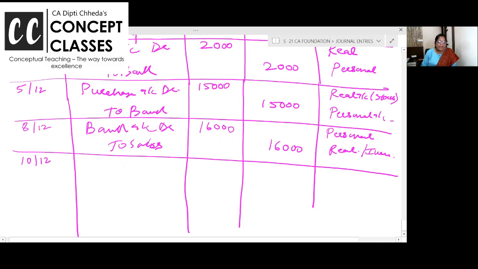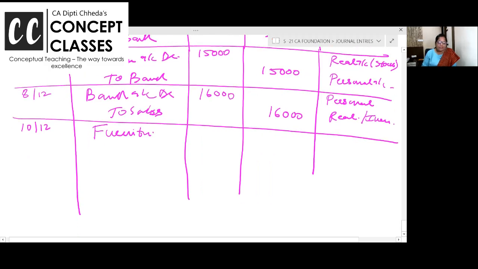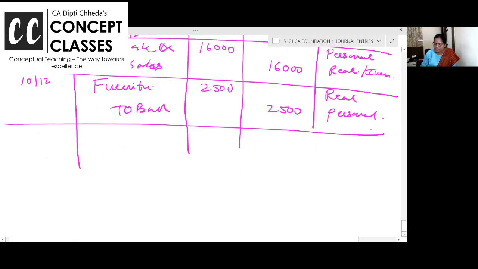10th of December, he purchased furniture and paid by check. What is the nature of furniture? Personal, real, nominal? Real. Furniture is a real account. Furniture is coming in. Debit what comes in. And bank is credited. Money is going out of the bank.